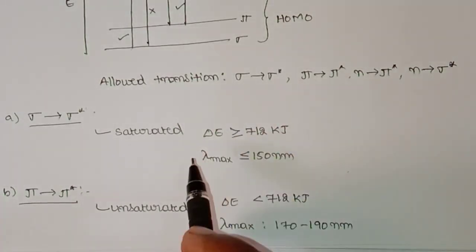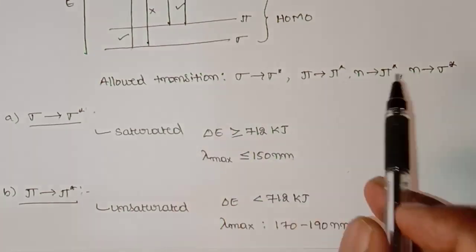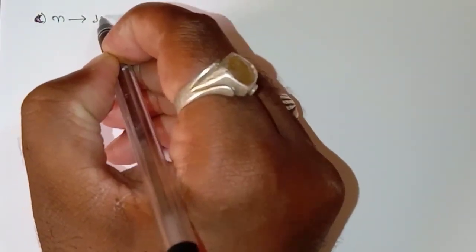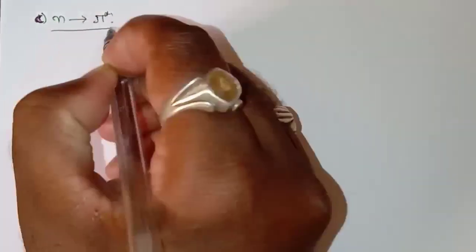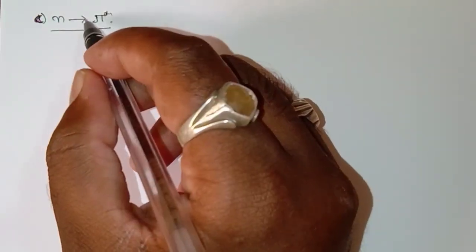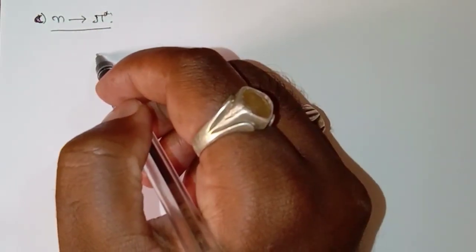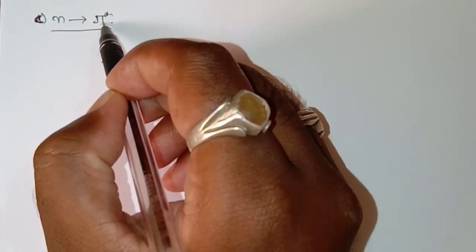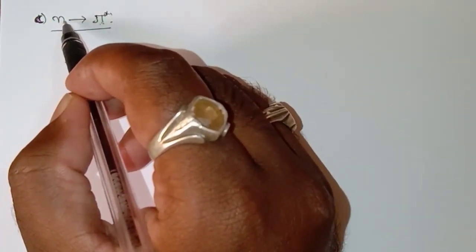Now, let us move on to the next two allowed transitions, that is n to pi star and n to sigma star. So now let us go with the n to pi star transition. Now let us go with the third allowed transition, that is n to pi star transition. As the transition itself is showing, there is a pi and there should be n, that is non-bonding electrons.